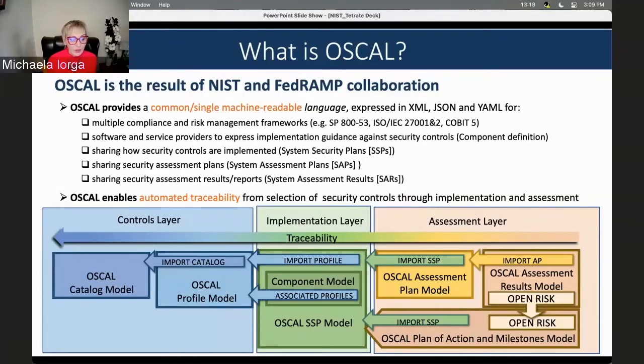So we design a language that enables automated traceability from a selection of the security controls through the implementation of the controls and the assessment of the system security posture. We can think of OSCAL as a collection of related models. So the diagram on the slide depicts OSCAL models and the way they are linked to deliver the desired traceability. Next, please.